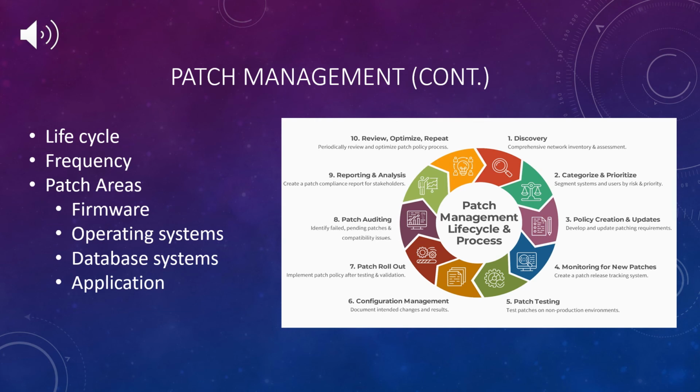The life cycle of patch management, which is shown in the picture, consists of discovery, categorize and prioritize, policy creation and updates, monitoring for new patches, patch testing, configuration management, patch rollout, patch auditing, reporting and analysis, and review, optimize, and repeat. So the frequency is generally monthly, weekly, and as needed. And patch areas include firmware, operating systems, database systems, and applications.